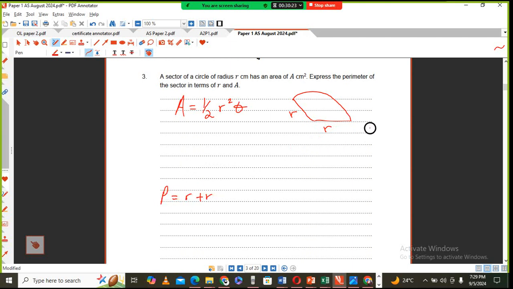But I need to add something else because you have to find this, right? What is that part called? Length of arc. The arc length. And how do you calculate the arc length? You calculate it using that formula, r theta. So I must add plus that, right? But there's a problem. I don't have the angle here. So I need to do something here in order for me to find that angle.